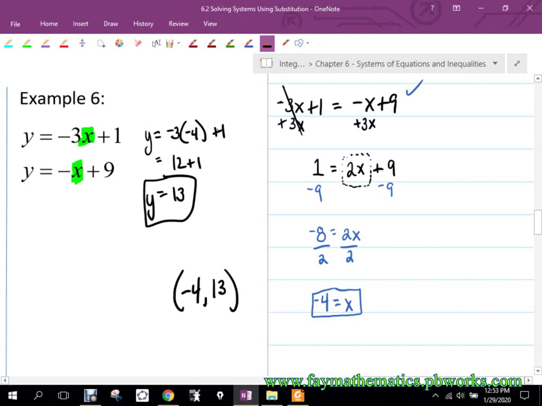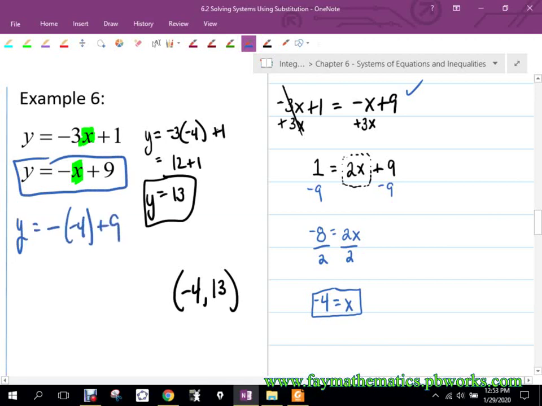Now, I asked you to plug it into what you thought to be the easiest. Some of you might have thought this would have been the easiest. If I go y equals, there's a minus sign there. Now, x, we said was -4, and then add 9 to it. What's the opposite of -4? 4 plus 9 would be 13. It's the same result, regardless of what equation you plug back into, right?